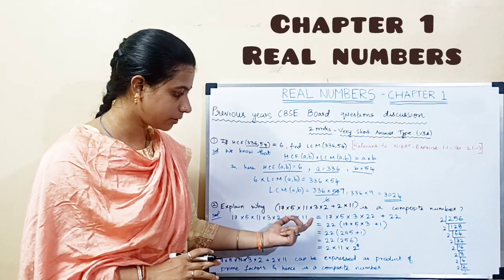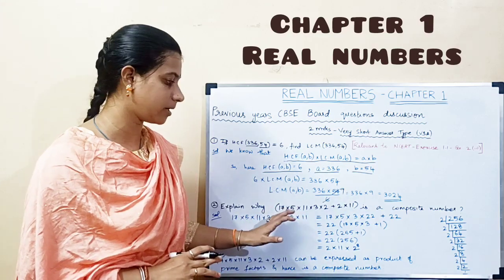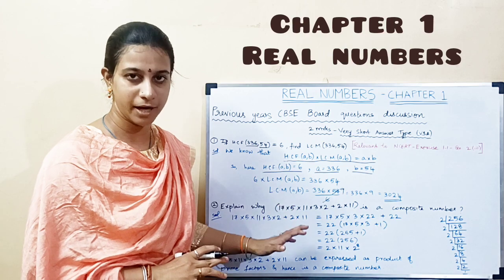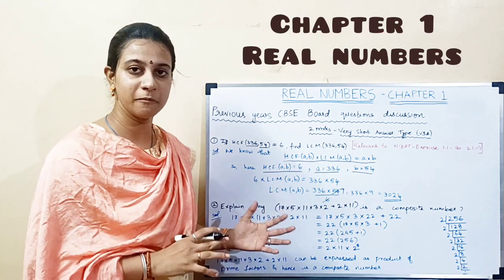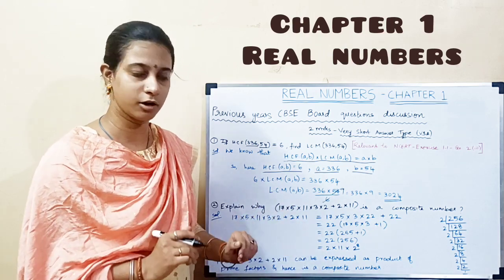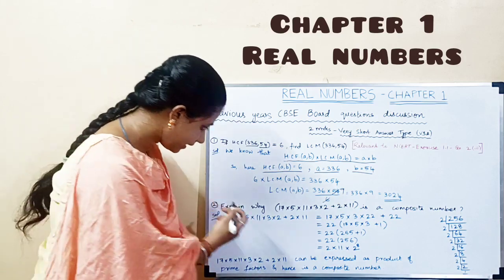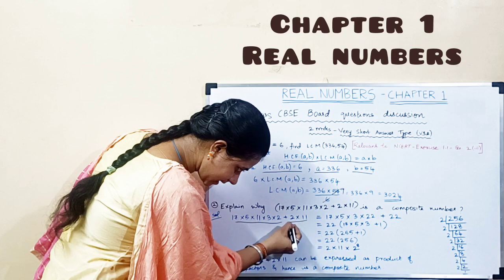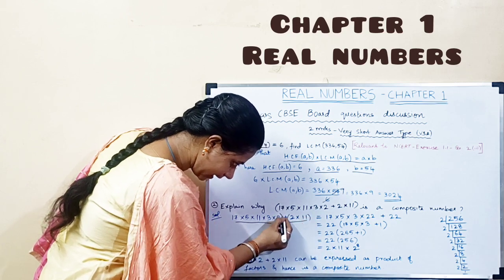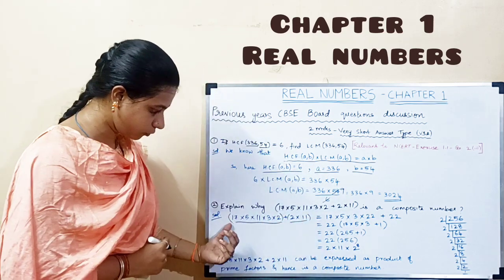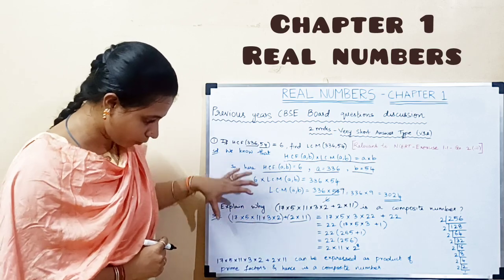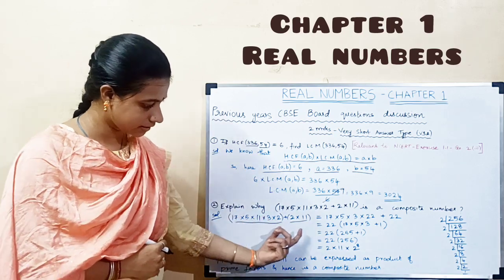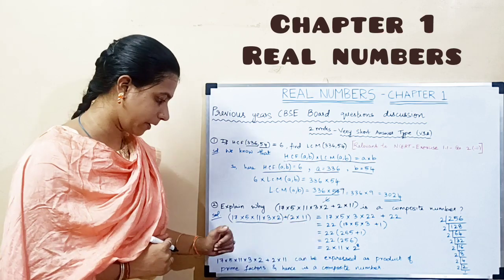We will try to represent the given number as a product of its prime factors. If we are able to do it, then we will say it is a composite number. So let's see, it is of two parts. There is a plus sign in between. So we can take 17 into 5 into 11 into 3 into 2 as the first part plus 2 into 11 as the second part.